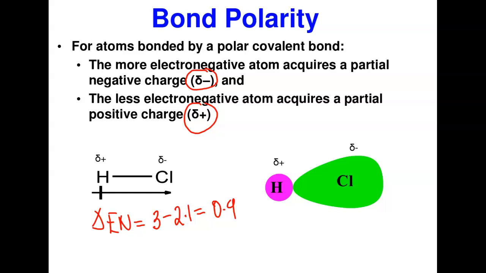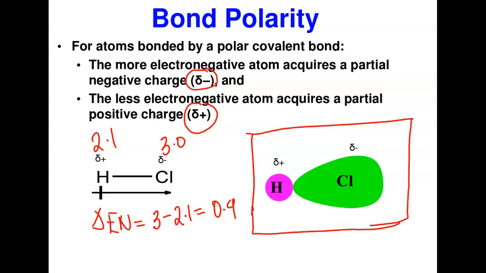Now, chlorine, like I said, has 3 as its electronegativity value. Hydrogen has 2.1. Because chlorine is more electronegative, it assumes a partial negative sign, represented by delta minus, whereas the hydrogen assumes a partial positive sign, which is represented by a delta positive sign. And if you look at the orbital diagram, this is a molecule of hydrogen chloride gas.